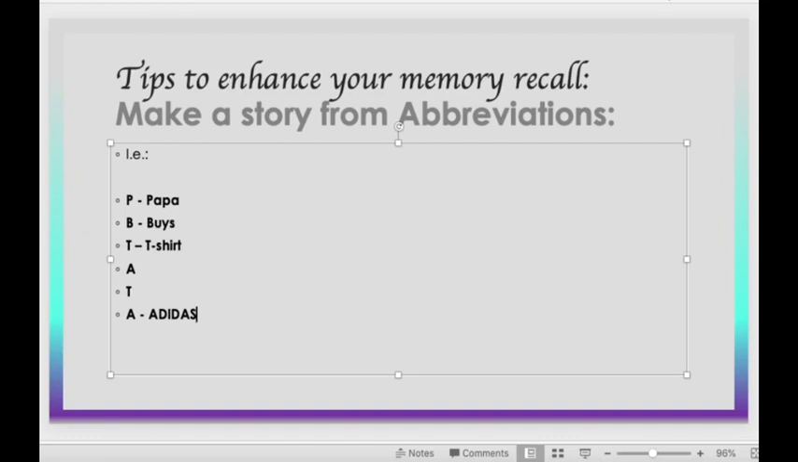So whenever you think about this story, Papa buys t-shirt at Adidas, you automatically know what all the components involved in PFA are. Okay, P is for what just now? P is for procurement or supply. B is for budgeting. T is for what? T is for taxation. A is for accounting, followed by auditing, and then another T is for treasury. So there you go. You have it all.